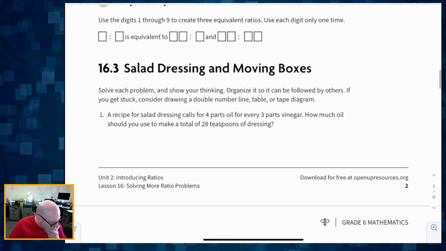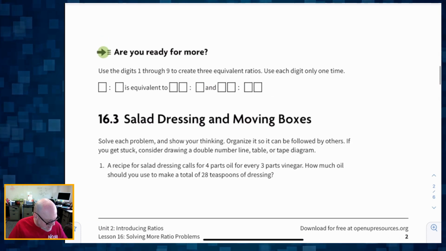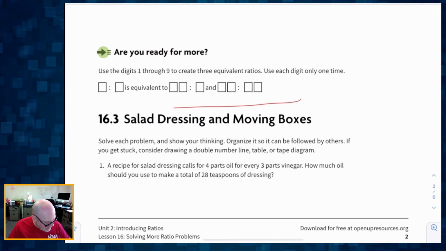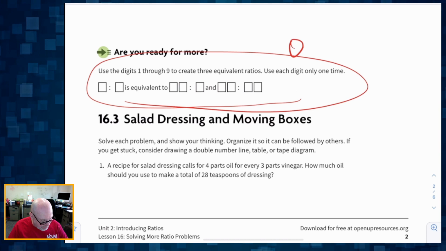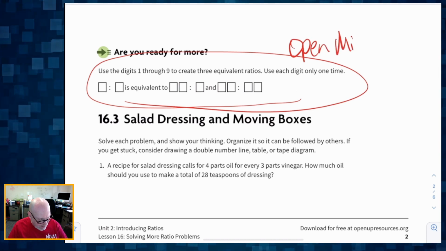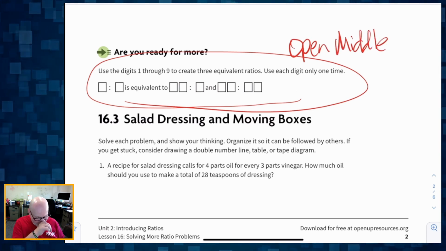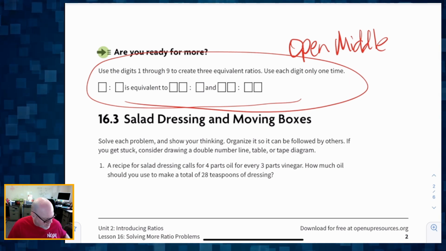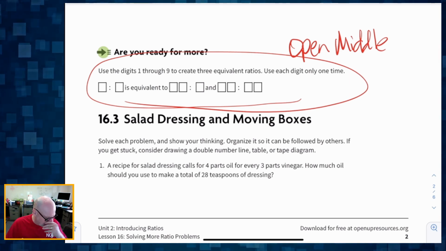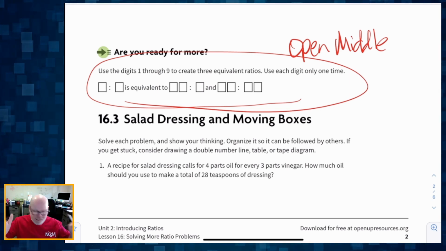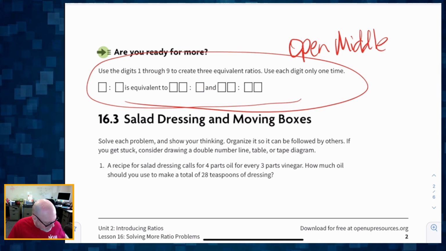All right, now, moving forward, this is kind of a neat one. Teachers, don't shy away from this. This is a beautiful open middle type of problem. It's really kind of fun. So give it a try. Find some time to bust this problem out and let students work on it.